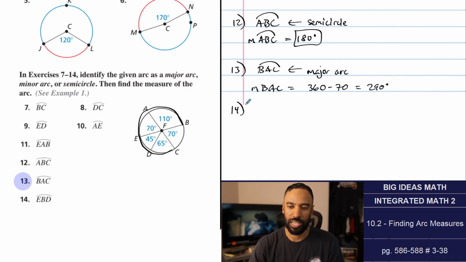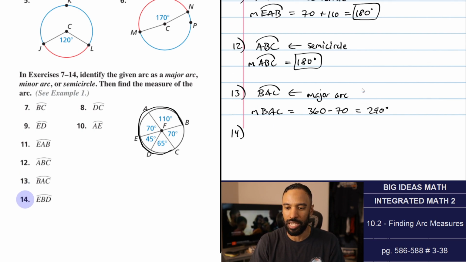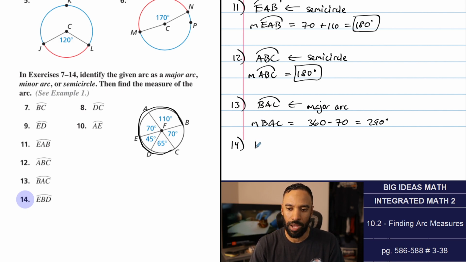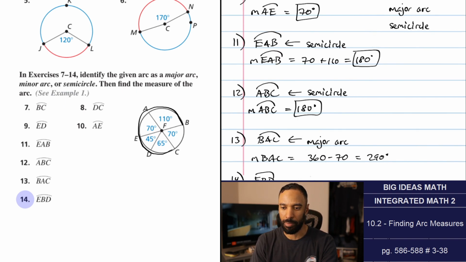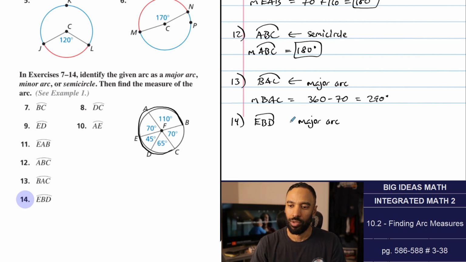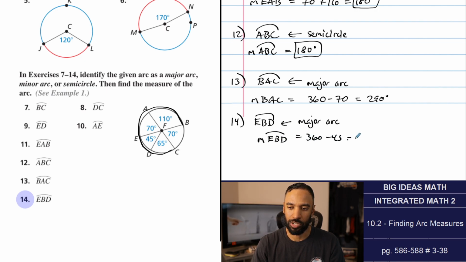And then number 14, as I kind of run out of space here, we need the measure of arc EBD, and EBD itself, by the way, is a what? I'm not going to mark it up. I'm just going to point to it. So E through B to D, it's everything but just the ED, right? It's clearly a major arc. And we're going to do 360 minus 45 to figure that one out. So that's going to be 315 degrees. Measure of arc EBD is 360 minus 45, which is 315 degrees. Awesome. Okay. So that's up through number 14. Let's keep moving forward.